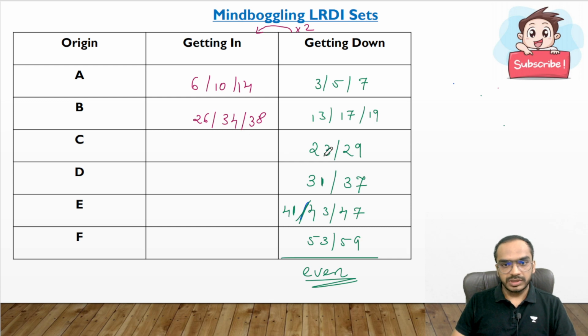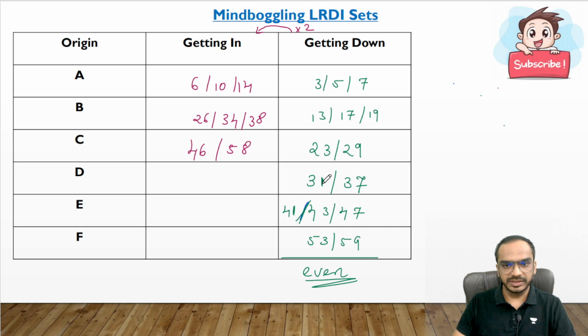Okay. So now 26 plus 20 is 46. 23's double is 46. This is possible. And now 29's double, that is how much? 58 is possible. Right? 58 is possible. Okay.